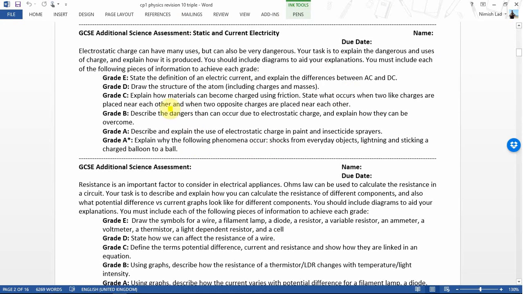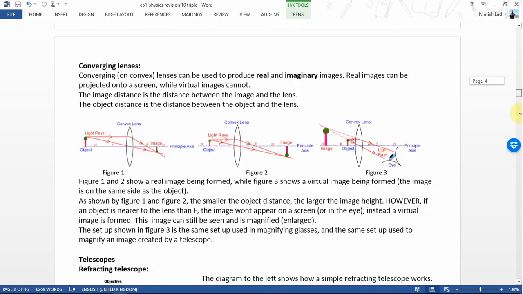Right, so we need to state the definition of electric current and explain the differences between AC and DC. Remember, electric current is the flow of charge. Normally it's an electron we talk about in physics, but it's the flow of a charged particle, normally an electron. AC, or alternating current, means it can be positive and then negative. It has to be positive and negative. DC current is just positive or negative. So let's look at a couple of examples of those.